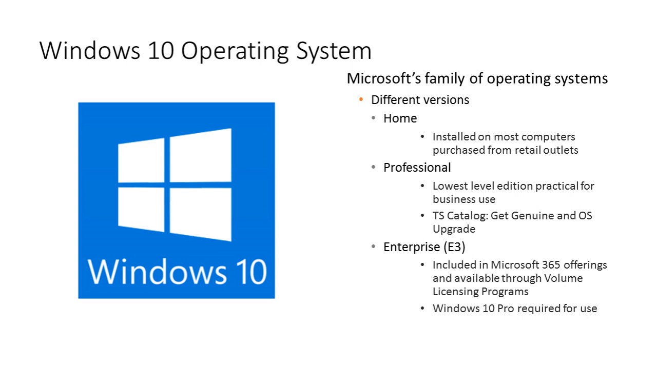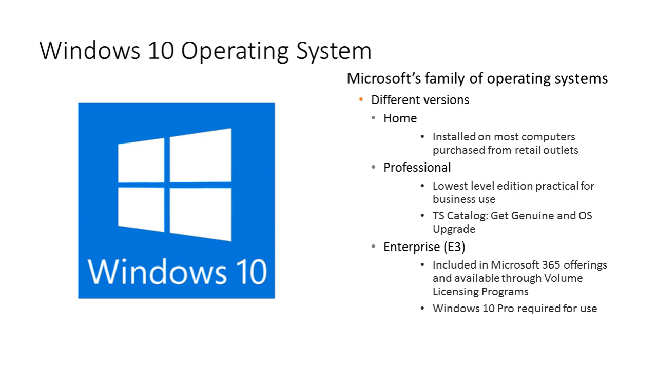Windows 10 operating system. Currently we have different versions of the Windows operating system. The Home operating system is the most common. It's installed on most computers purchased from retail outlets. The Professional operating system is basically the lowest level edition which is practical for business use.